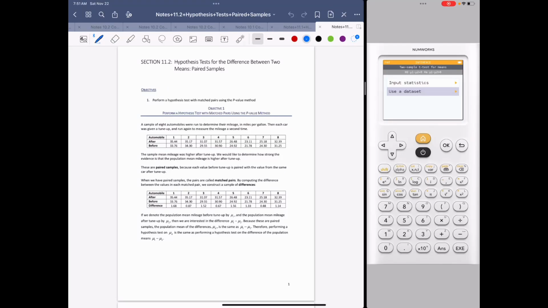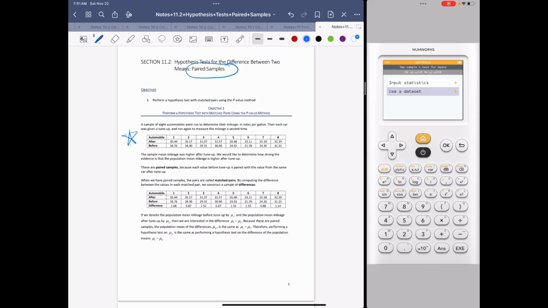In this lesson, we're going to do hypothesis tests for the difference between two means, and we're going to do paired samples. If you look at this first problem, it says a sample of 8 automobiles were run to determine their mileage in miles per gallon. Then each car was given a tune-up and given again to measure the mileage a second time.